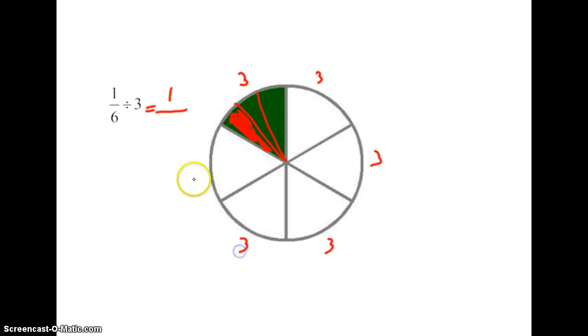And I'm not going to do that just only because it's going to be very sloppy and you're going to see a lot of lines. But what would our new denominator be based on this? Well, we have 3, 6, 9, 12, 15, 18. So 1/6 divided by 3 is 1/18.